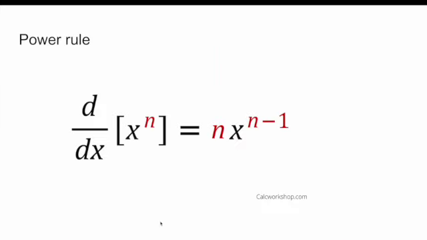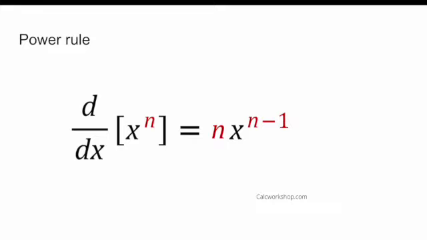And let's just quickly look at the power rule. This says that if we have x to the power of something, so any number, x to the 7, x to the 69, x to the 42, x to the whatever.